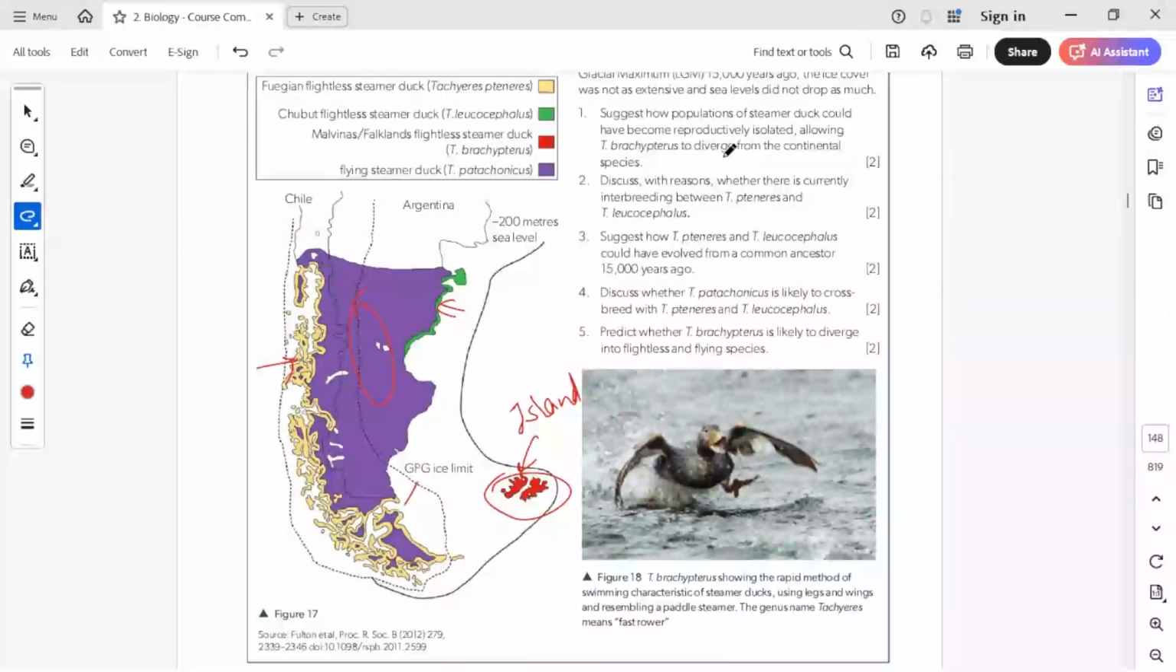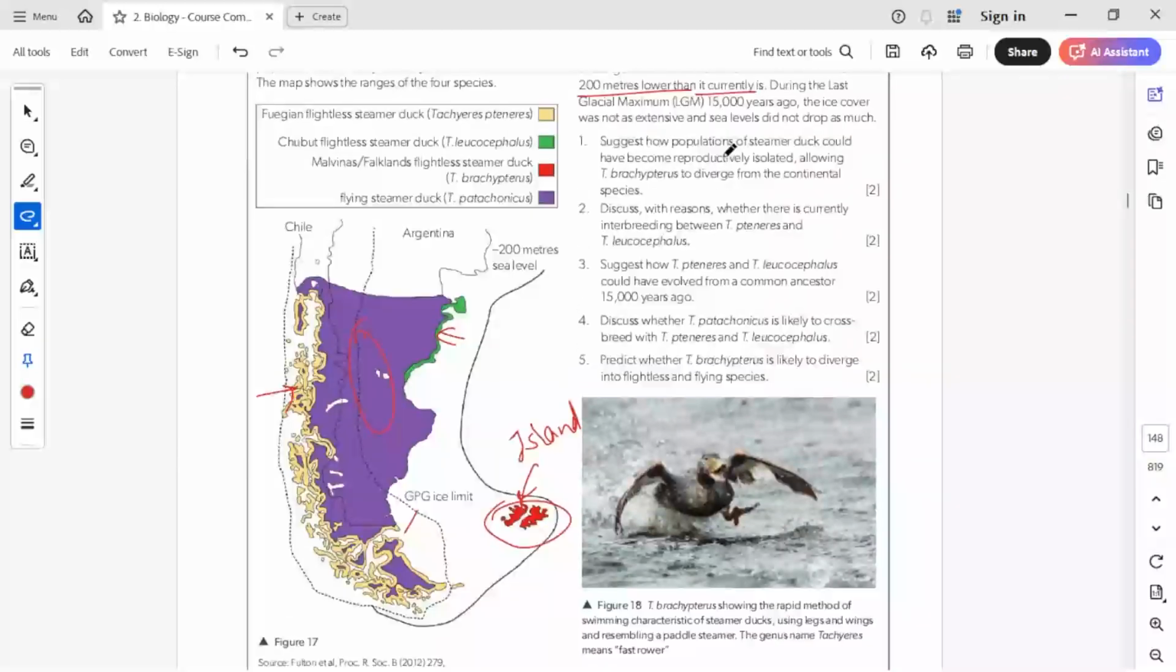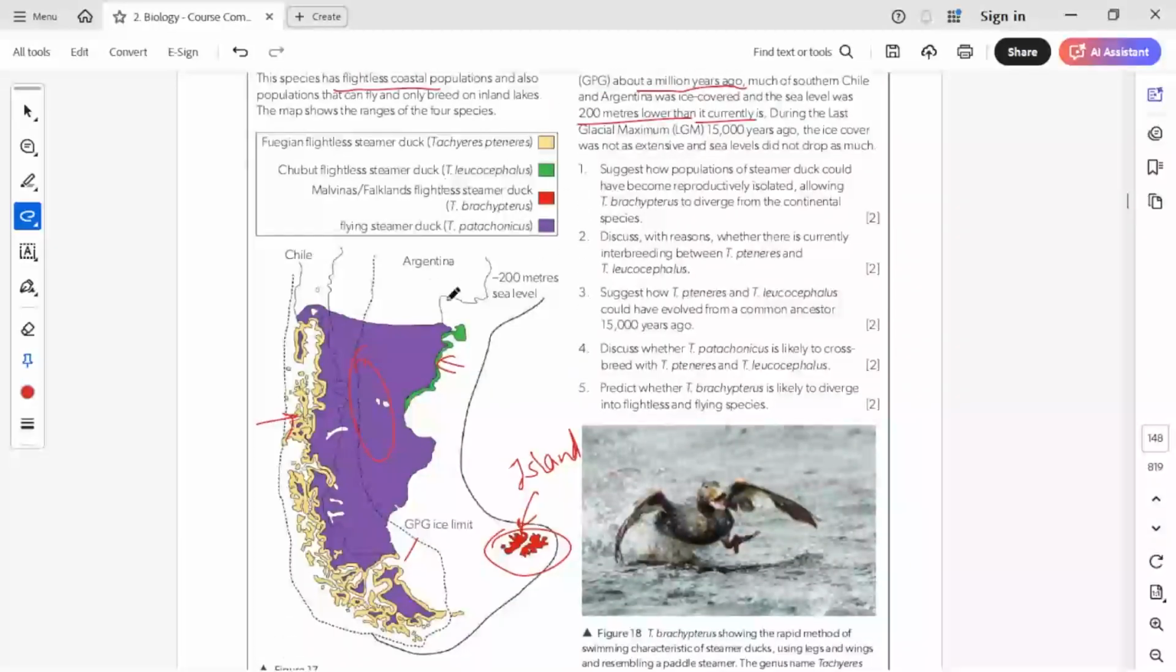Suggest how populations of steamer duck could have become reproductively isolated. Okay, so here the steamer duck is which one? P. brachypterus, so the red one, to diverge from the continental species. So what might be the reason?